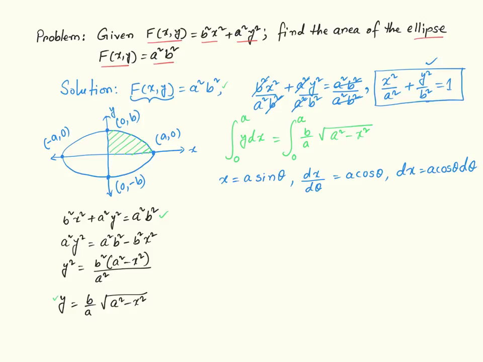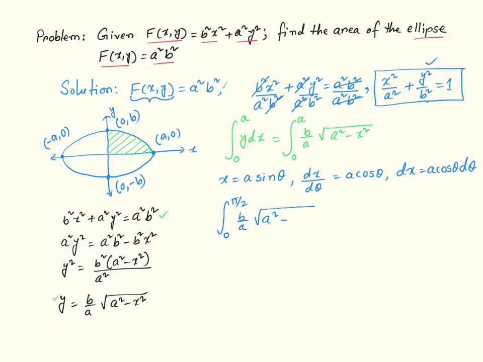It is going to be integral. Now as x goes from 0 to a, theta is going to go from 0 to pi over 2. So the limits of integration are going to change. And inside I'm going to have b over a times the square root of a squared minus x squared.